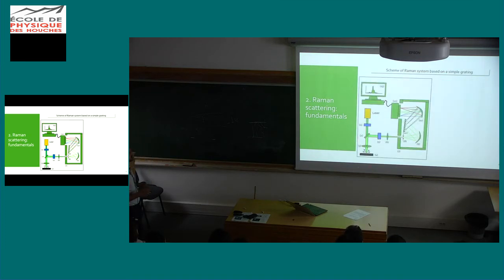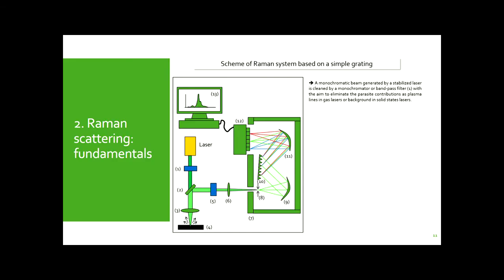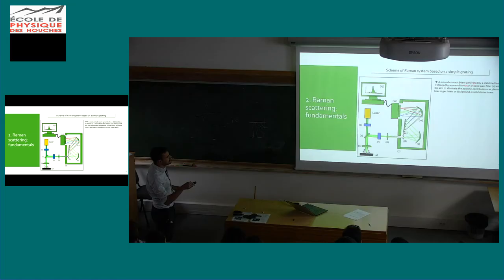It used to be quite expensive, and this is the standard Raman setup, with all these parts in order to acquire a very nice Raman signal. What we need first is a monochromatic beam generated by a laser here that has a band pass filter here, which eliminates parasite contributions like plasma lines in a gas laser or background in a solid state laser. So this first optical element here is basically to clean your laser a bit.